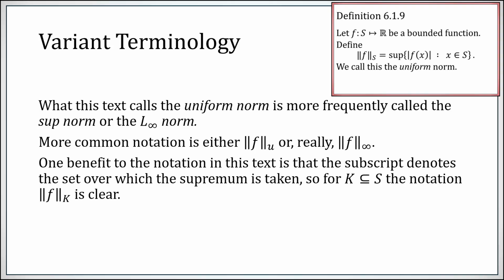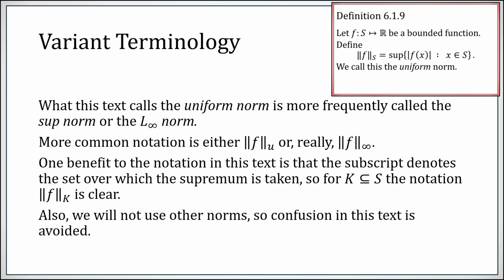Now, one benefit to the notation adopted in this text is that the subscript denotes the set over which the supremum is taken. So if you want to refer to a subset K of S, and you simply put the K norm of f in this notation here, it's clear from this definition that you're now taking the supremum over the set K rather than over the set S. But I should mention that in other textbooks about real analysis, in my experience, by far the more common notation is this, the L infinity norm. Often that notation with a subscript infinity is used while referring to it as the sup norm, but the written notation almost always is that subscript infinity.